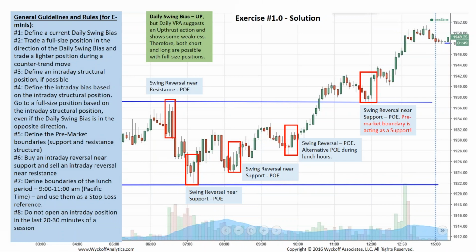Okay, since E-minis trade 24/7, wouldn't the support resistance change dynamically? How would we determine the support resistance in that case?